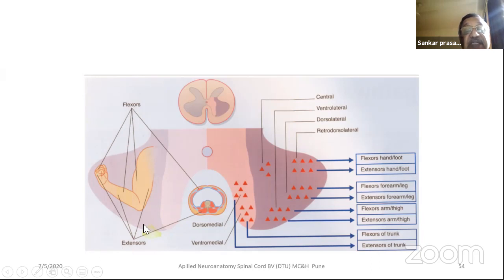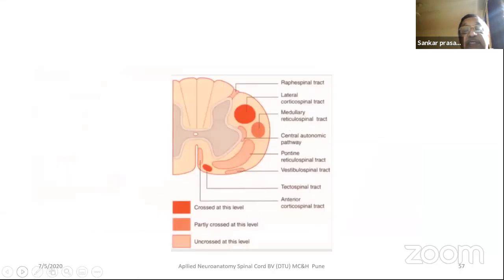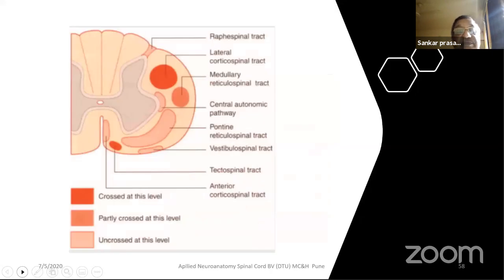These are the flexors and these are the extensors, and this is a small diagram which is being shown here. We have already seen this. We will not go into this, and we have seen this.